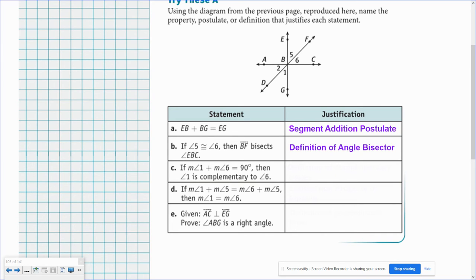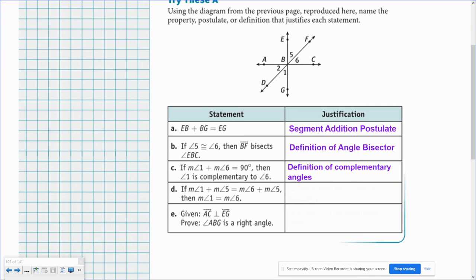Well, that's just the definition of an angle bisector. Okay. The measure of angle 1 plus the measure of angle 6 is equal to 90 degrees. Then angle 1 is complementary to angle 6. Well, that's our definition of complementary angles. If two angles sum to 90 degrees, we call them complementary.